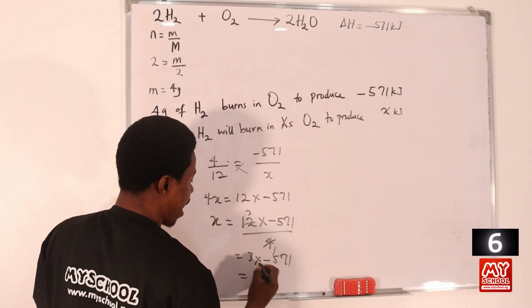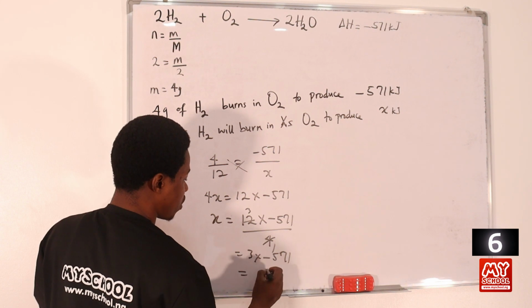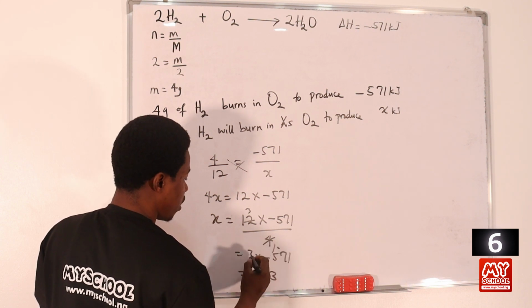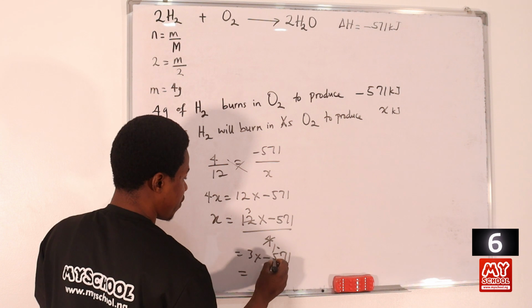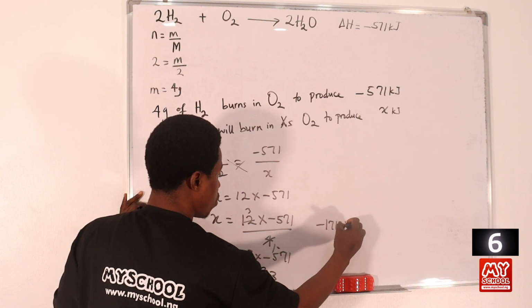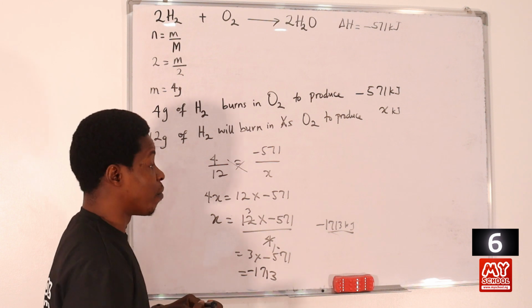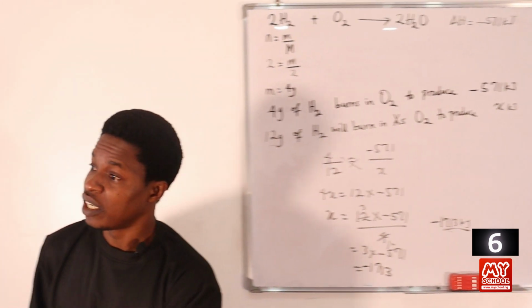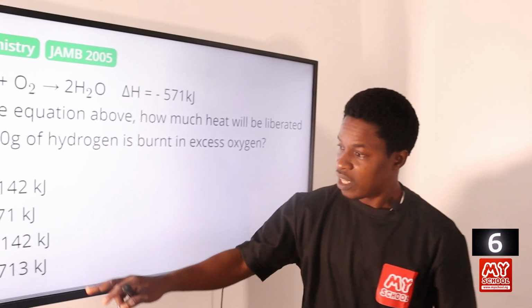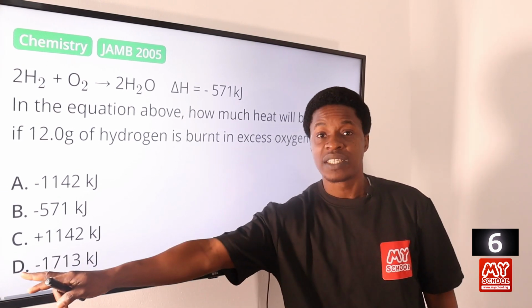So by the time you multiply 3 by 1, that is 3. 7 times 3, that's 21. That's 1 here, 2 here. 3 times 5 is 15 plus 2, that's 17. So we have a negative sign: negative 1713 kilojoules will be produced by 12 grams of hydrogen that is burned completely. So let's look at the screen. 1713, that is this, negative 1713 kilojoules. So the correct answer is option D.